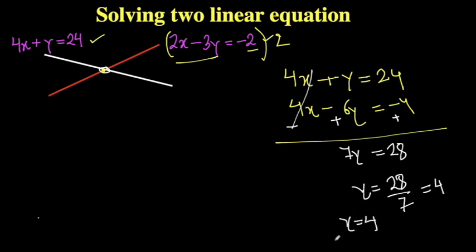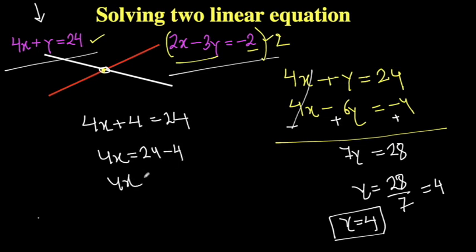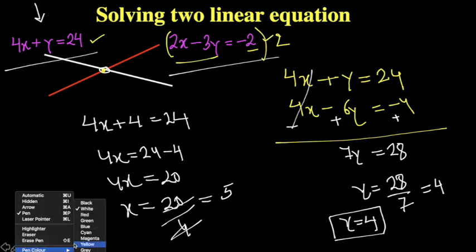Now you have y equal to 4. How can you find x? To find x, you can put this value of y in any of these equations. You can choose any of them, so let's choose this one. So can I write 4x plus 4 is equal to 24? Okay, so 4x is equal to 24 minus 4. So 4x is 20 and x is equal to 20 over 4, so this will give you 5. So your x is equal to 5 and your y is equal to 4.